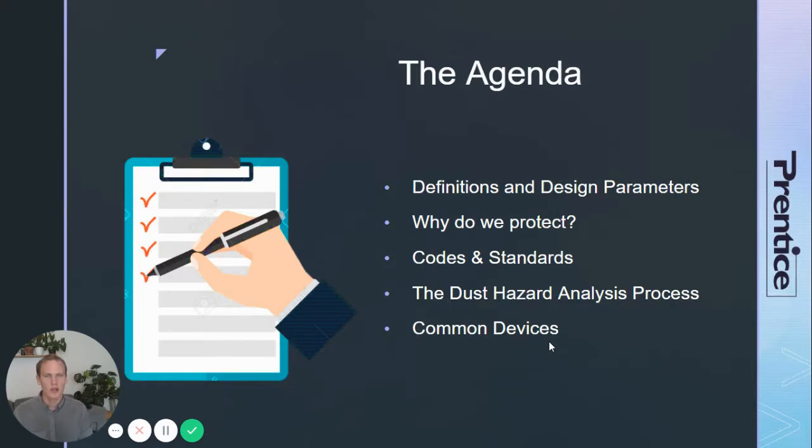So we'll go through important definitions and design parameters. We'll talk about why we protect the way we do and the historical reasons for that. We'll go through the relevant codes and standards. We'll talk about dust hazard analysis, what that process is and why it's important. And we'll also talk about common devices that are used.